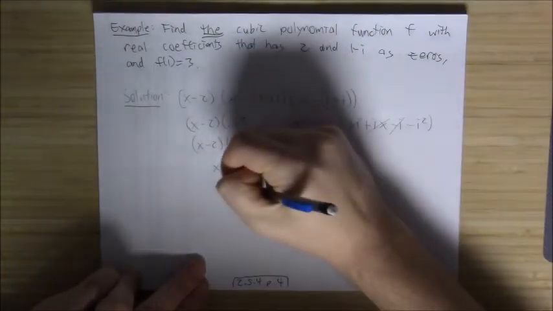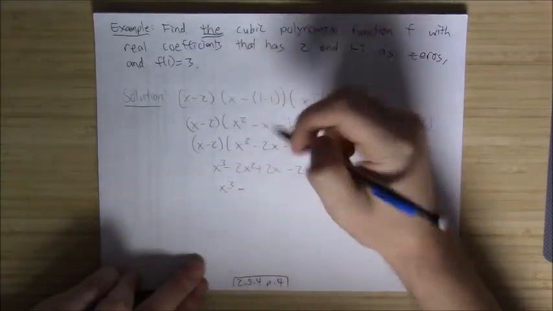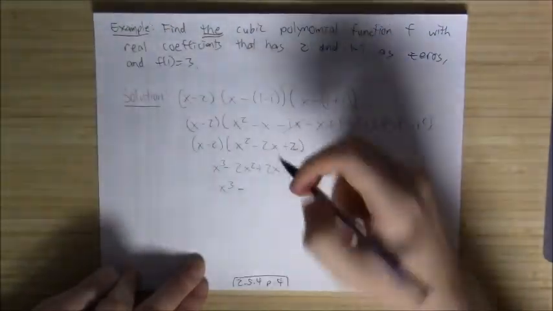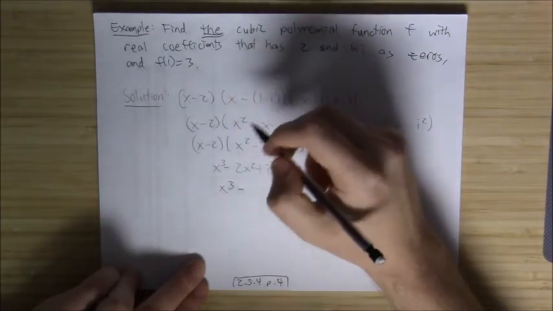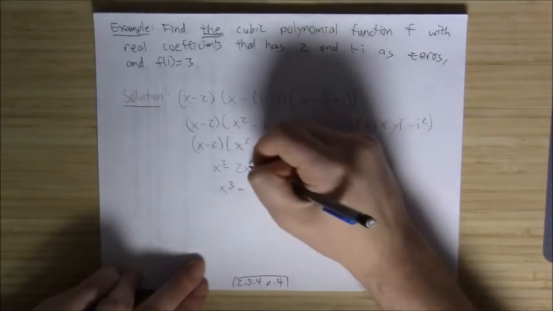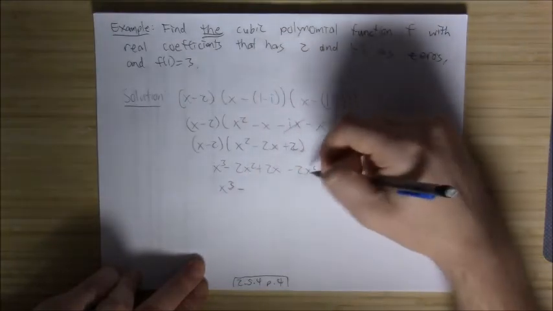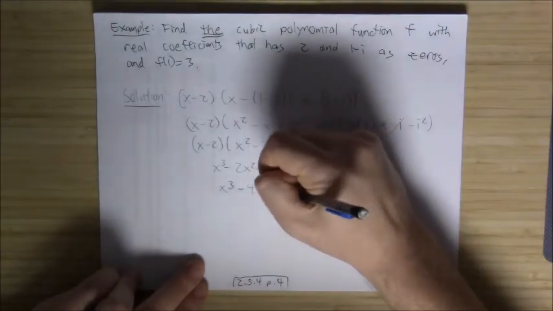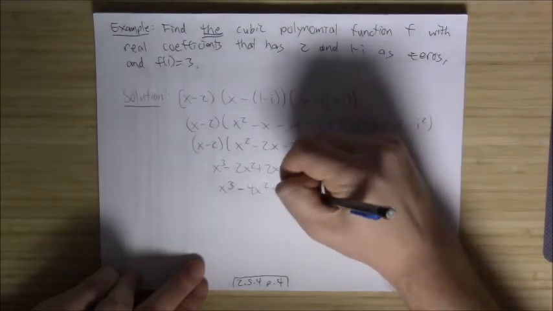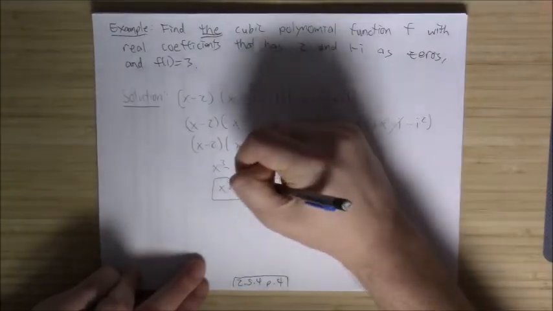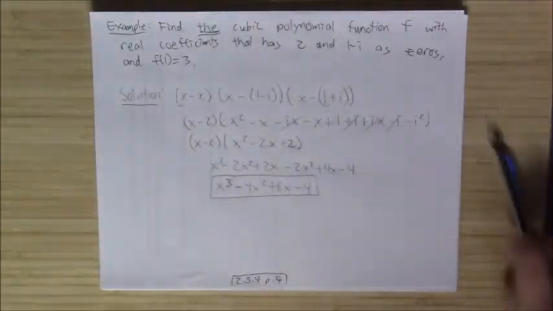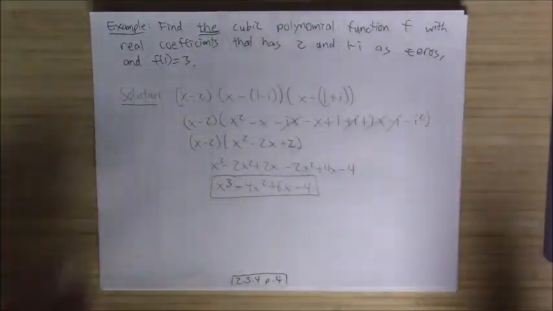Combine like terms, you get x cubed minus 2x squared and another 2x squared gives minus 4x squared. 2x and 4x gives 6x, and then minus 4. Okay? But we're not actually done.